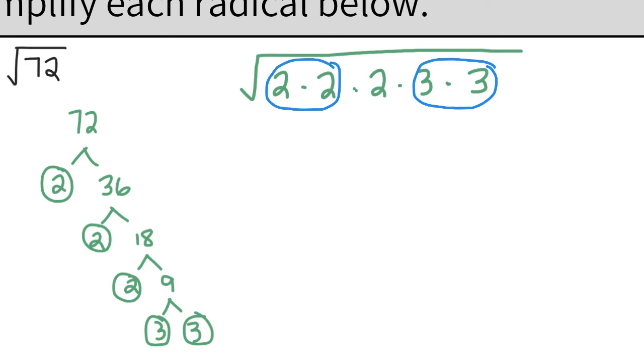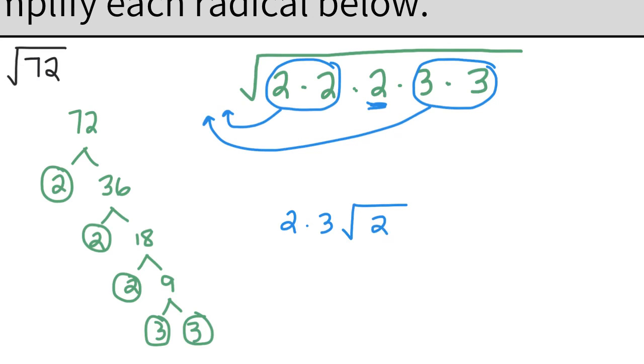Notice that there's a 2 in the middle that I didn't circle because it's not a group of 2. It doesn't have a partner, so I cannot circle it. So the next step is anything that got circled gets to move to the outside of the radical symbol. So those 2's get to move, and those 3's get to move. So a 2 and a 3 on the outside. Then on the inside is that 2 that didn't have a partner.